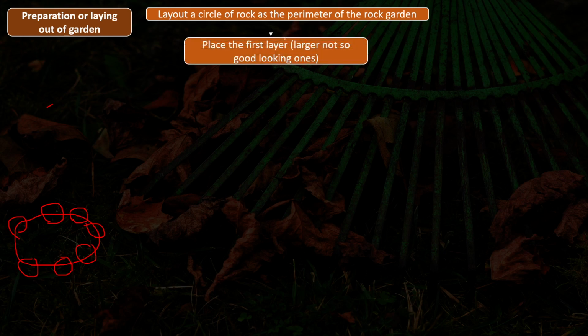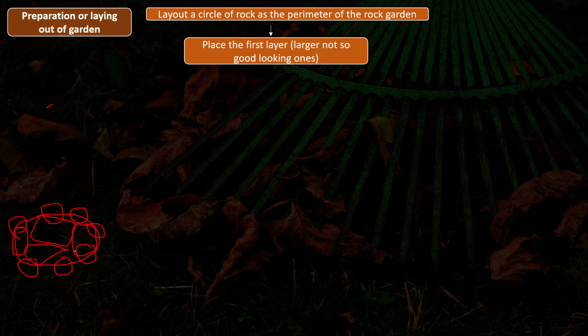Now place the first layer, that is, the larger, not so good looking ones. The very first layer of rock that you will have are the larger rocks. These will also be the rocks that are not good looking, because the not good looking ones will go down and form the base. So all your larger rocks you can place here at the base, which will form the base of your rock garden.